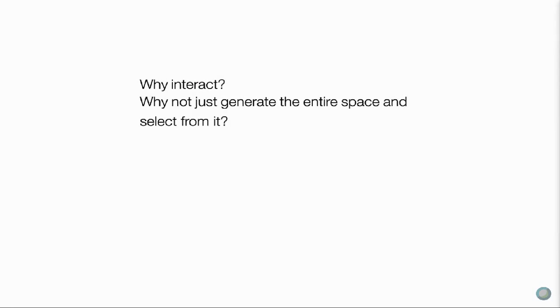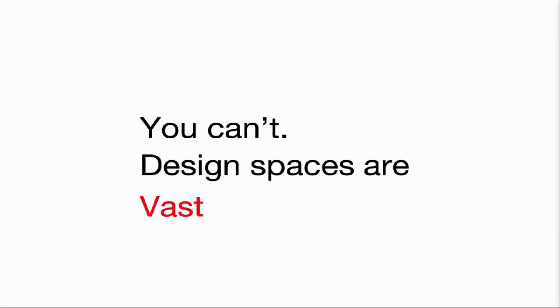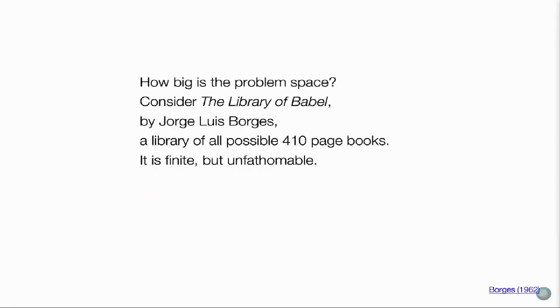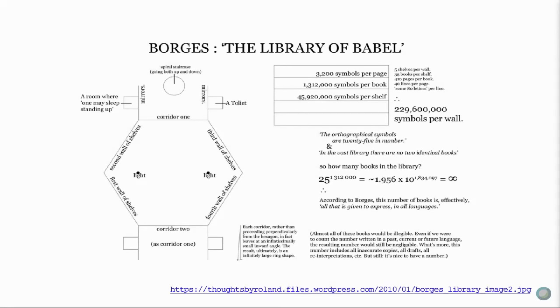So the idea is to find ways to directly interact with one or more alternatives at the same time. Why interact? Why not just generate the entire space, select from it? The answer is that you can't. Design spaces are vast. How big is the problem space? Consider Jorge Luis Borges' Library of Babel, which is a library of all possible 410-page books. It has in it approximately 2 times 10 to the 2 million possibilities. A pretty big number. Certainly, exhaustive enumeration is not a feasible strategy.